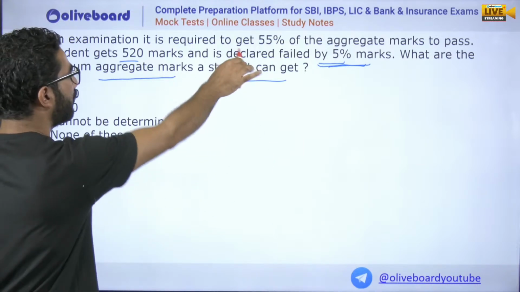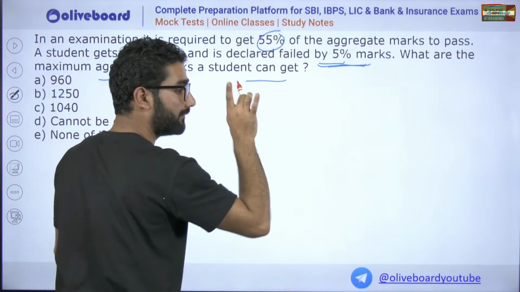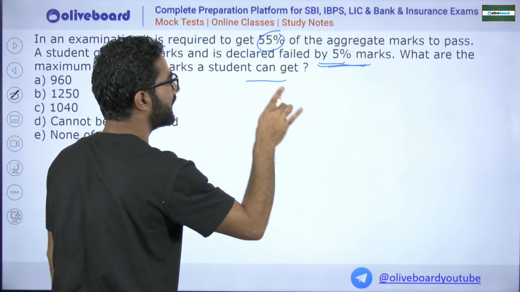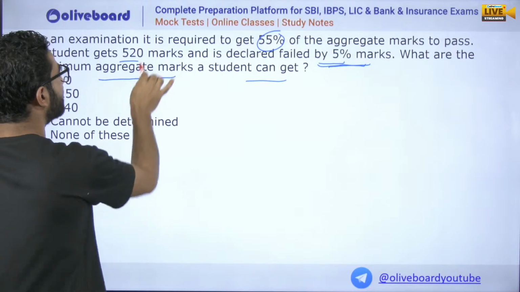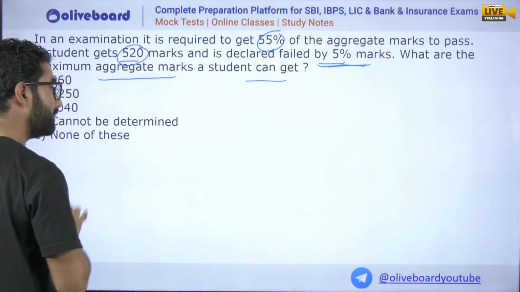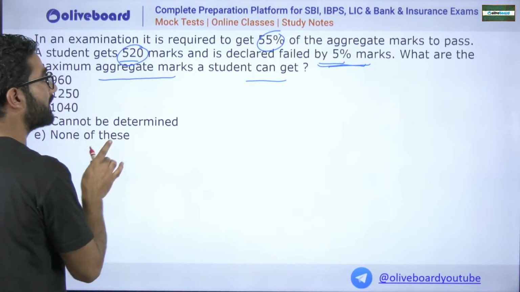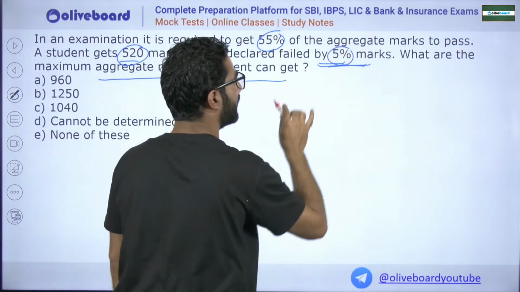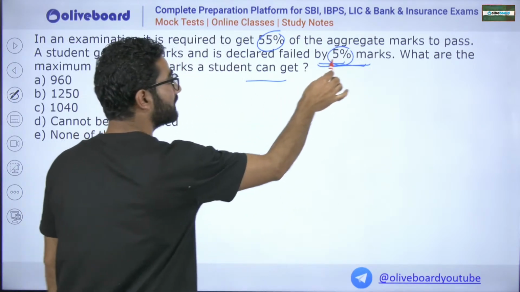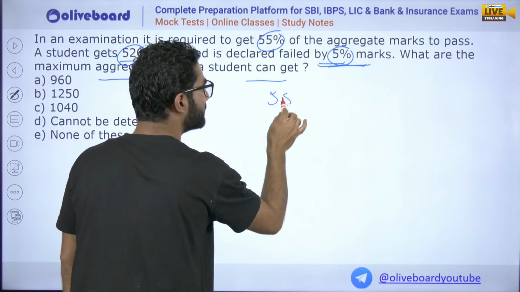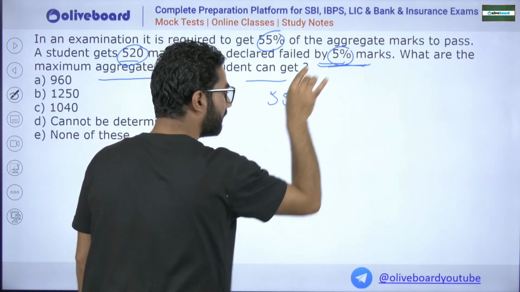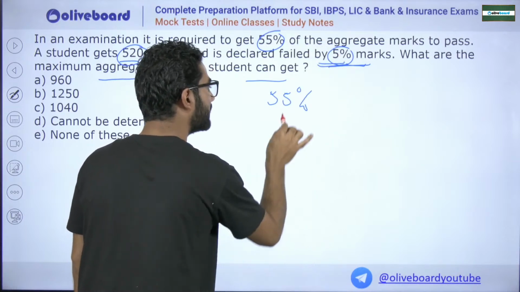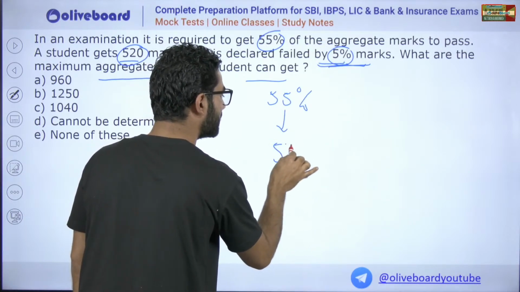So if you see that in an examination, the aggregate we have to calculate. We see 55 percentile is required to get marks in order to pass an exam, but a person gets only 520 marks, and it is declared fail by 5 percentile. That means he has to obtain how much in order to pass an exam? That is 55. But he was declared fail by how much? 5 marks.